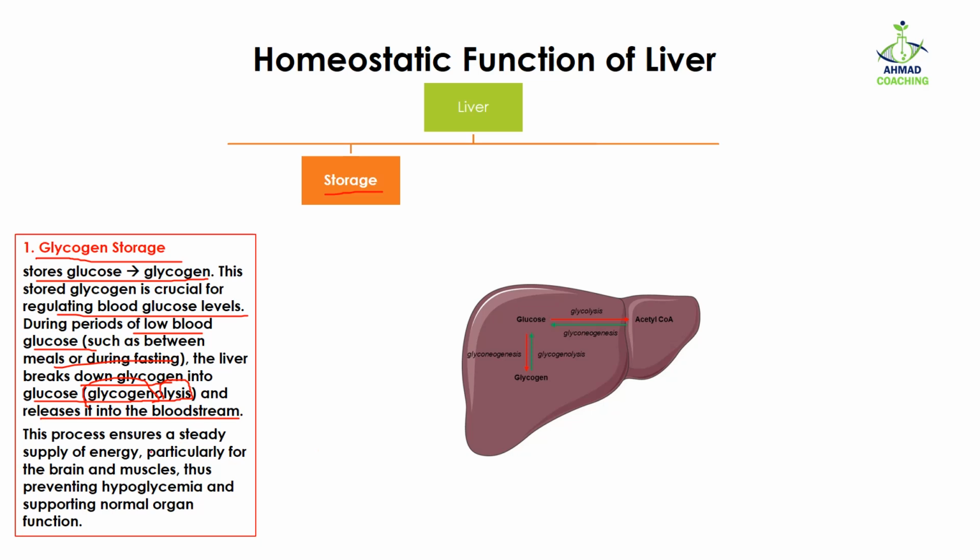This process ensures a steady supply of energy, particularly for the brain and muscles, thus preventing hypoglycemia. Hypoglycemia means less glucose in the blood; hypo means less, and glycemia means glucose level. It means that it is going to prevent a low glucose condition in the body, and it is going to support normal organ functions. So here you can see we have glycogen, and this glycogen is broken down by the glycogenolysis process, in which the long chains of glucose in the form of glycogen are broken down to release glucose so that you can prevent hypoglycemia.